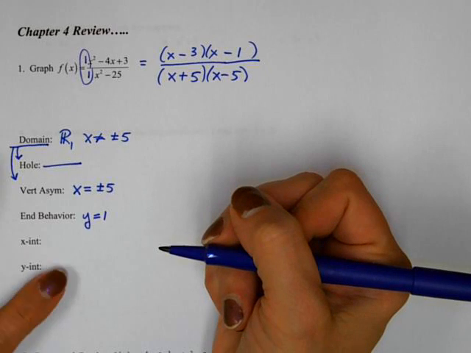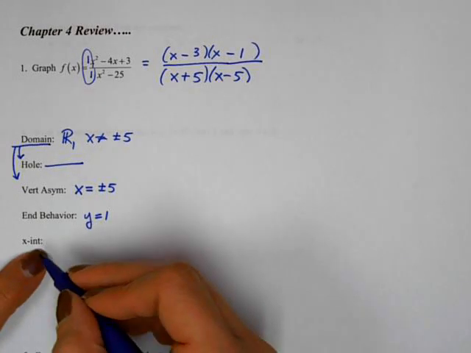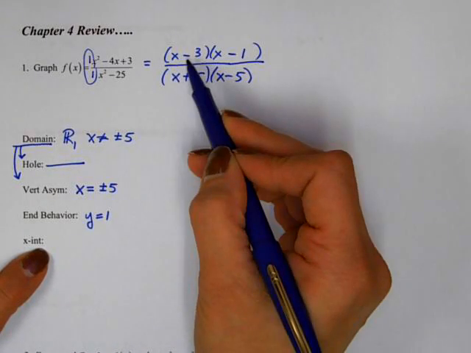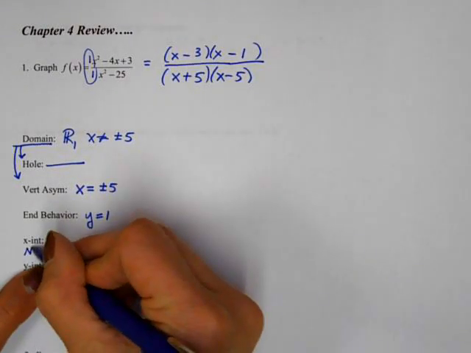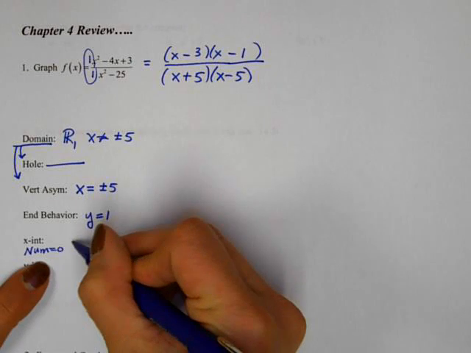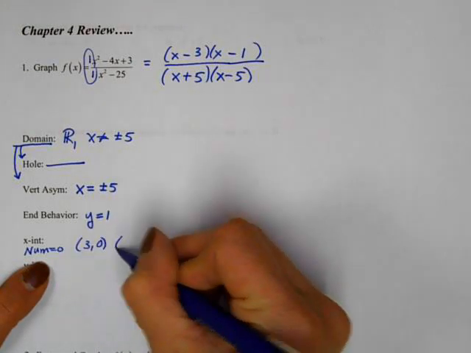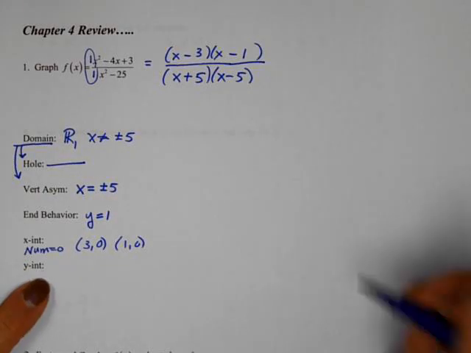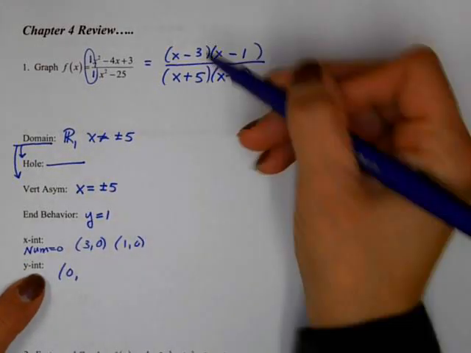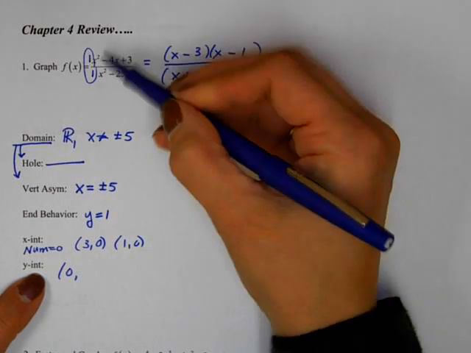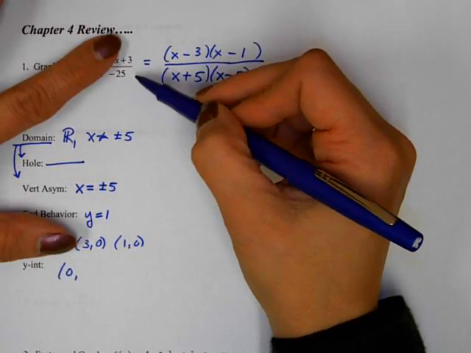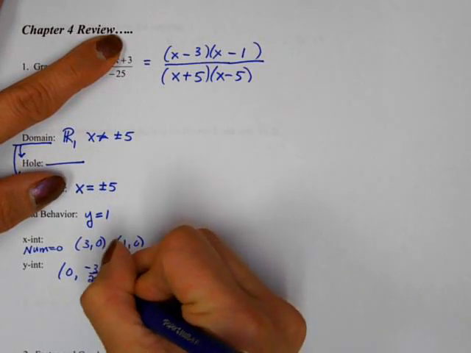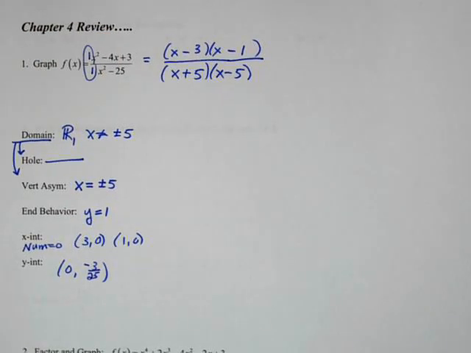The x-intercept can be found by setting y equal to 0, or even quicker, just looking at the factors of the numerator, setting that equal to 0. We're going to get (3, 0) and (1, 0). And the y-intercept is found by letting x equal 0. I think it might be easier here to just let all the x's be 0. And then we have negative 3/25. Wow, that's going to be real tiny.